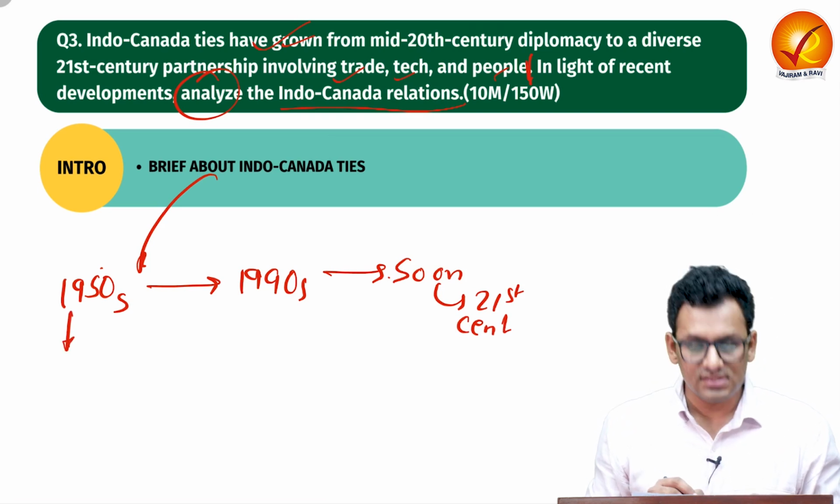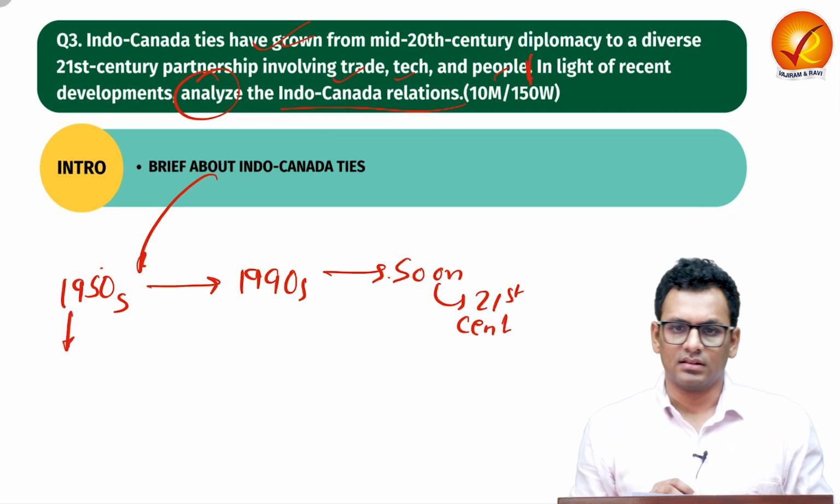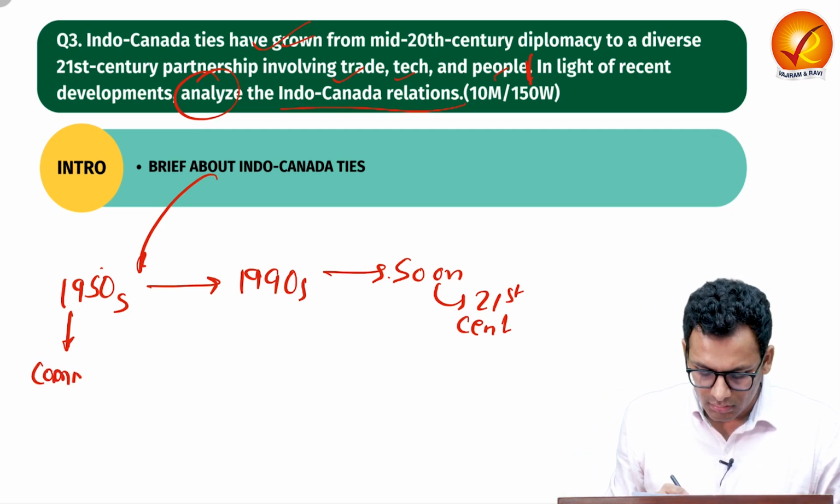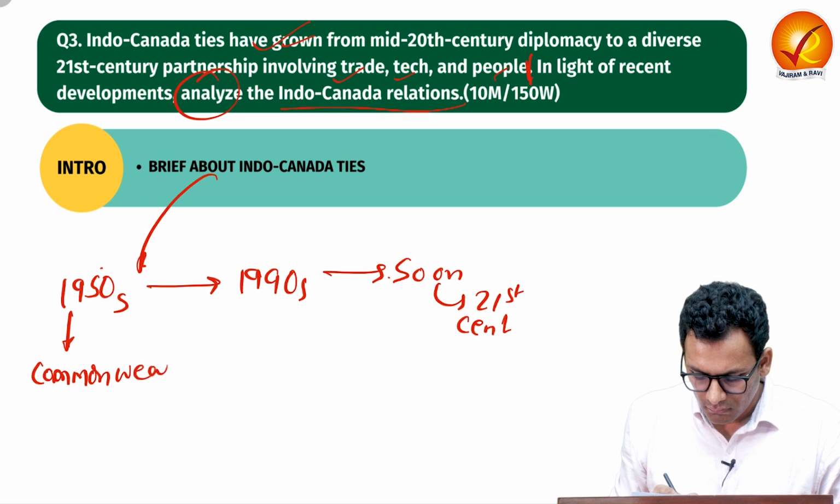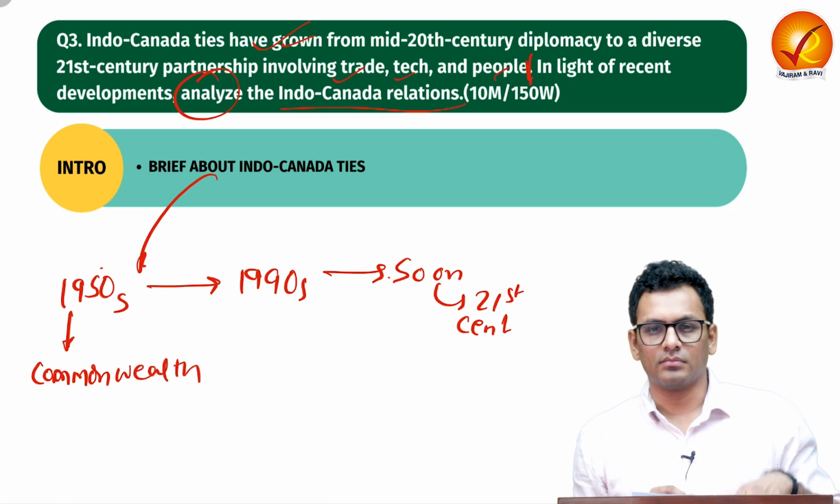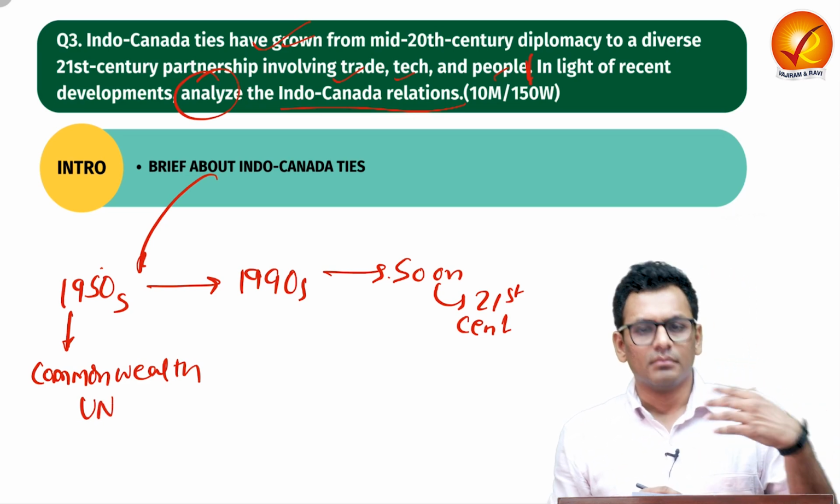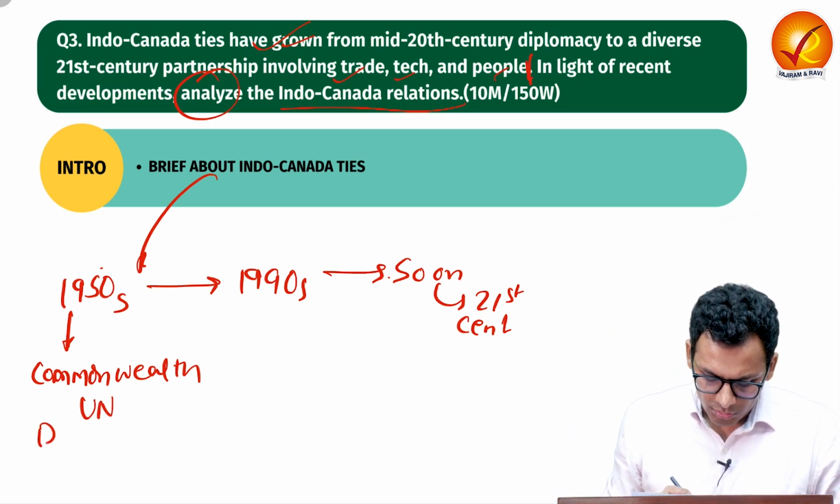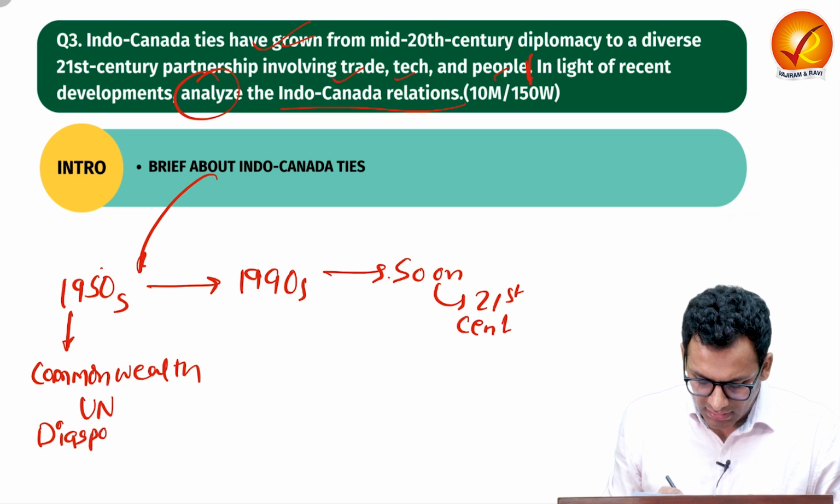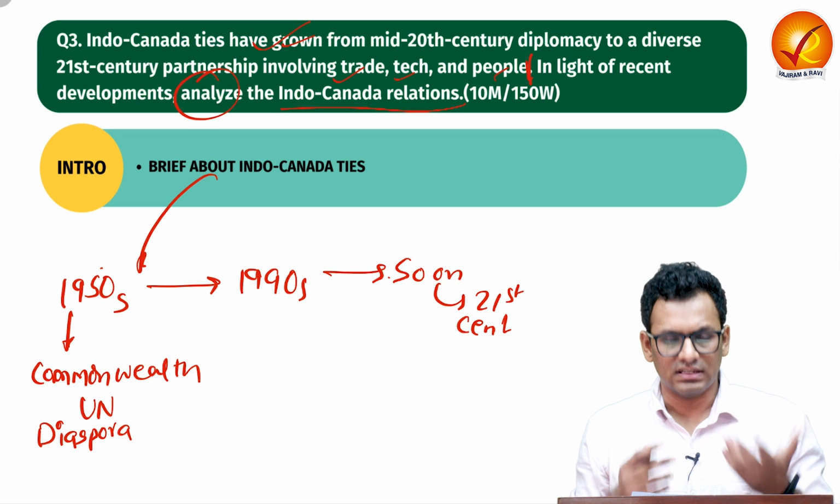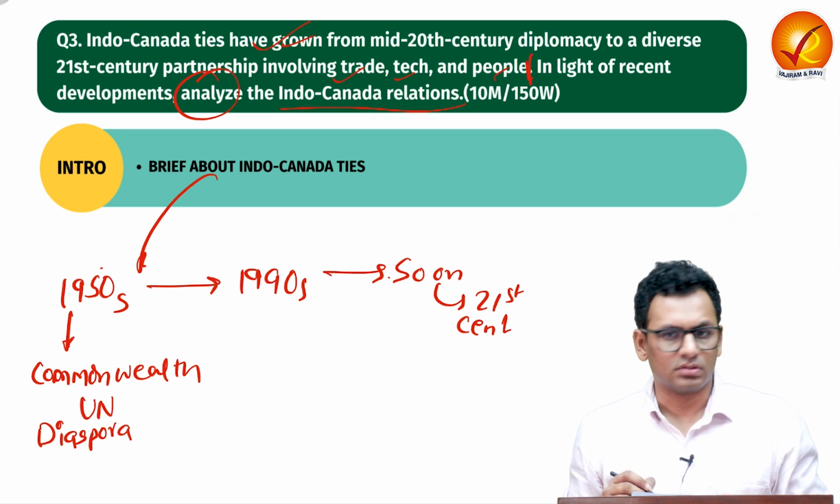In the 1950s, we saw that Indo-Canadian ties started on neutral ground, then we had the Commonwealth association. Apart from that, support for the UN was also something common to both. Then in the 1980s, we saw how the diaspora impacted the India-Canada relationship. There was definitely a lot of support with respect to that.